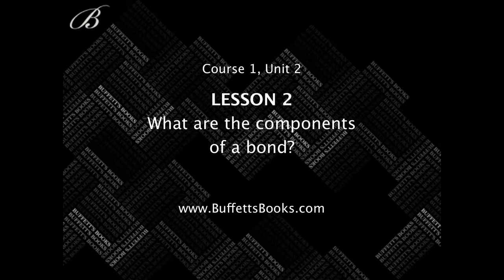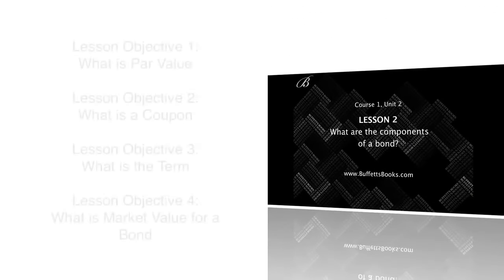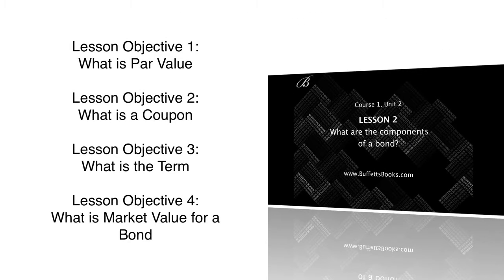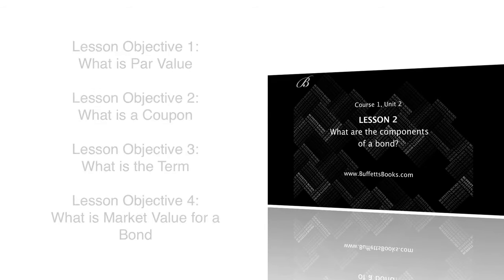Welcome to Course 1, Unit 2, Lesson 2, What are the components of a bond? There are 4 lesson objectives. The first lesson objective is understanding what the par value is. The second is understanding what the coupon rate is. The third is understanding the term. And the fourth is understanding market value.